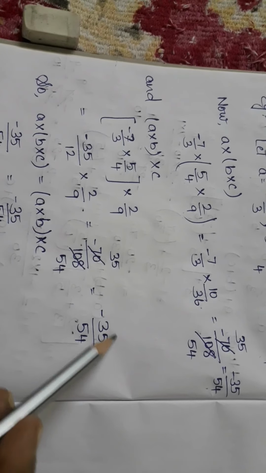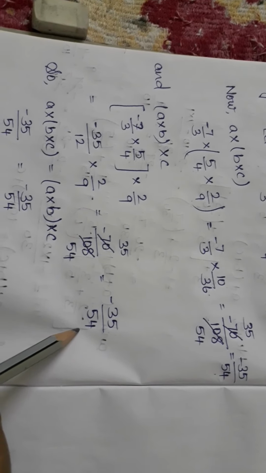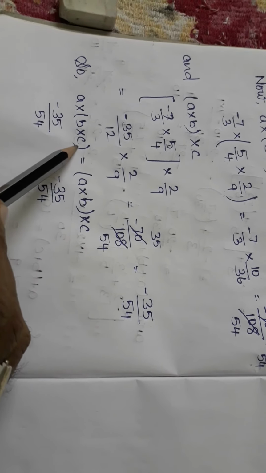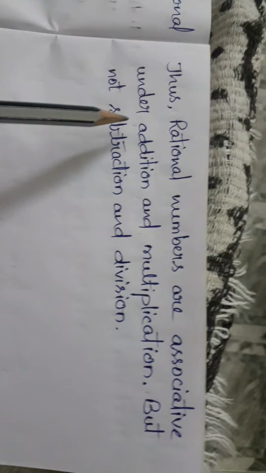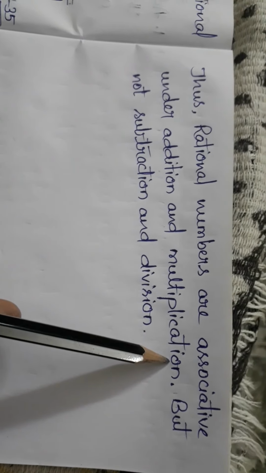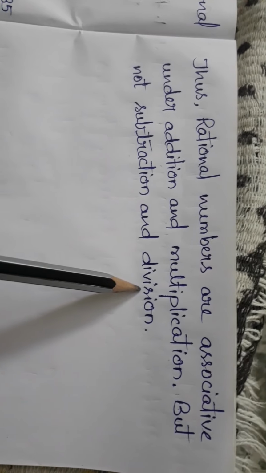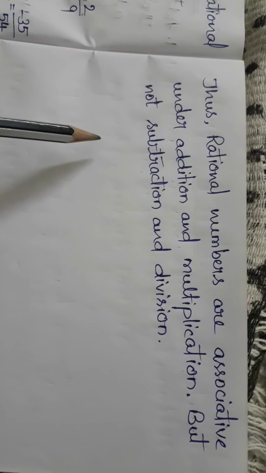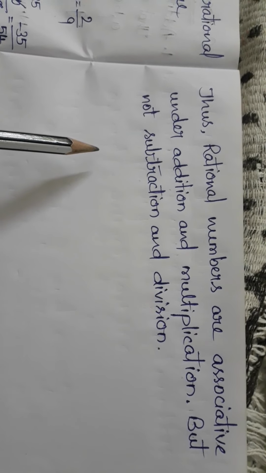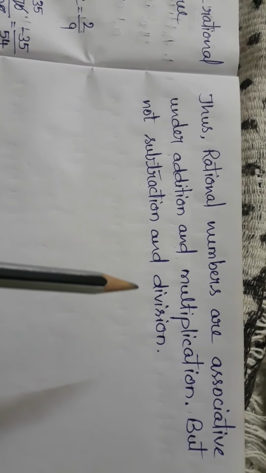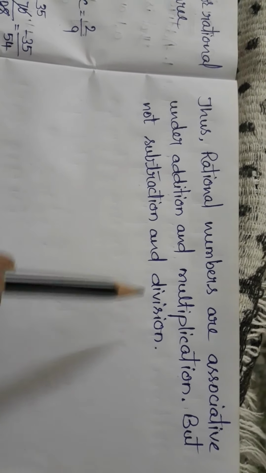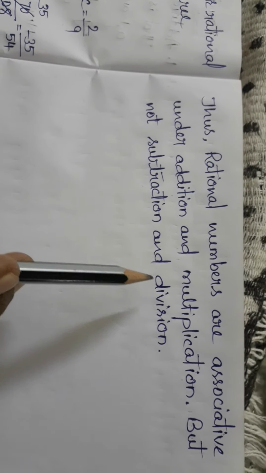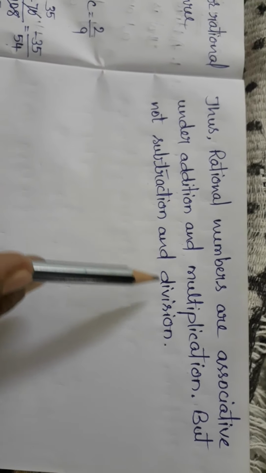Similarly, a into (b into c). So what is the final product we got? Minus 35 by 54. So (a into b) into c is equal to a into (b into c). So what we conclude here: rational numbers are associative under addition and multiplication, but not subtraction and division. So children, from these two properties we can conclude that rational numbers are commutative under addition and multiplication, but not subtraction and division. Similarly, rational numbers are associative under addition and multiplication, but not subtraction and division.